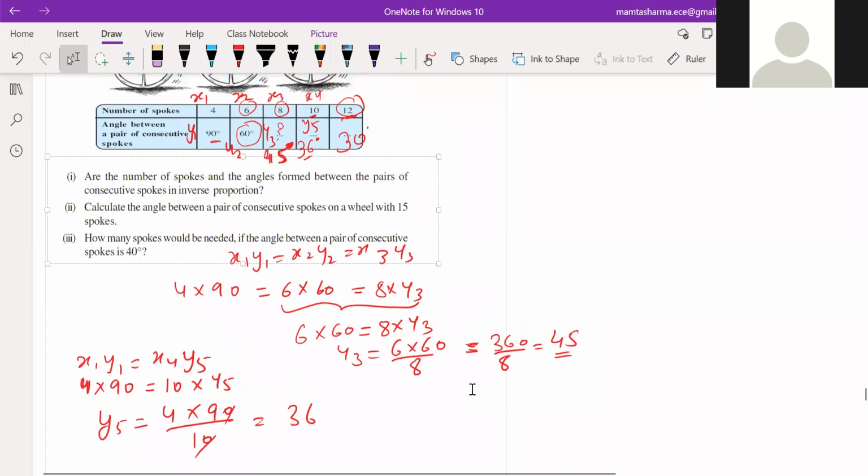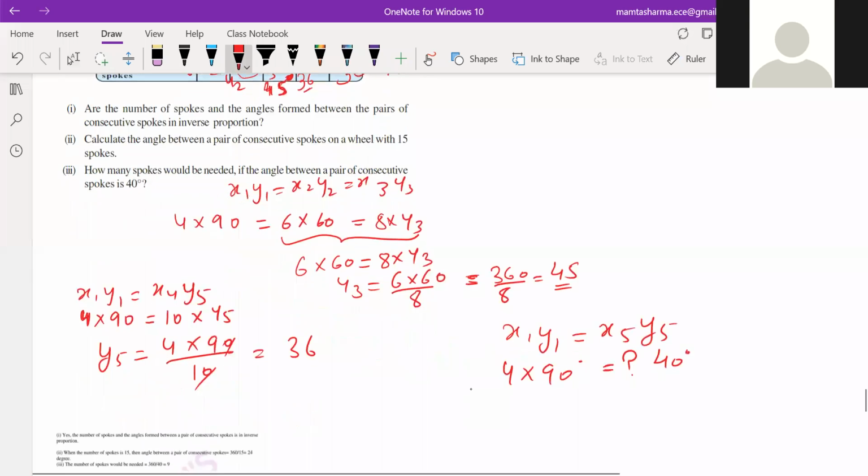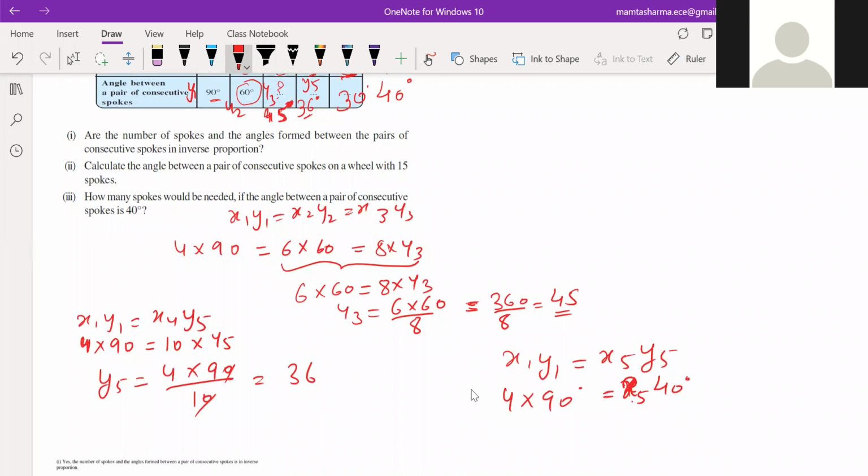Third question. How many spokes would be needed? You have to find out the number of spokes when the angle is 40 degrees. See, x1 y1 equal to x5 y5. x1 is 4, y1 is 90 degrees. x5 you have to find out, and y5 is 40 degrees. Now x5 will be 4 into 90 divided by 40. 0, 0 will get cancelled out. 4, 4 will get cancelled out. 9. So 9 spokes will be needed for a 40 degree angle.